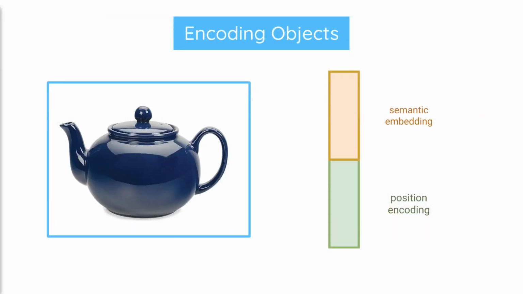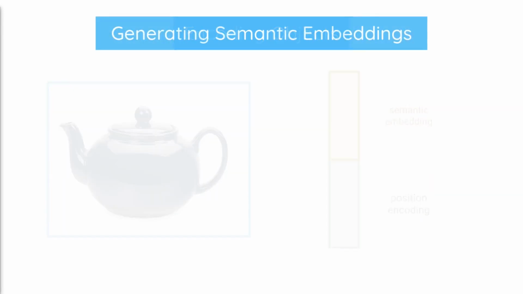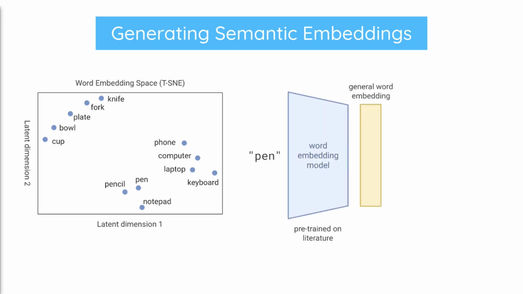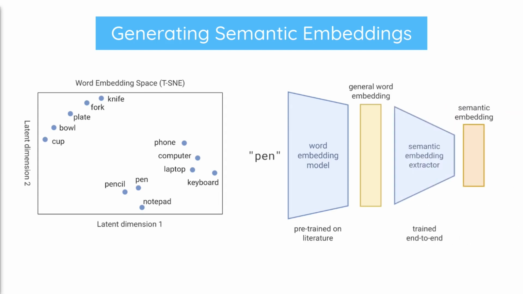To learn from objects and scenes, we need to encode them as vectors. The encoding for one object consists of its semantic embedding, which captures the object's identity, and also its position encoding. The semantic embedding for each object is generated from its name. Note that objects whose names appear in similar linguistic contexts are arranged in a similar way, for example salt and pepper or pen and pencil. We use a pre-trained natural language processing model to get a word vector for each object, and then we train our own network end-to-end to generate a semantic embedding which is useful specifically for tidying.